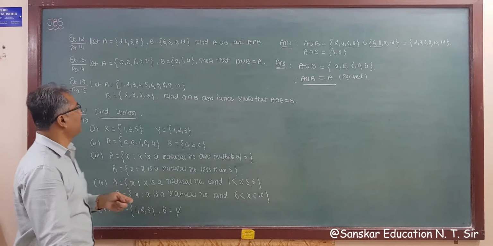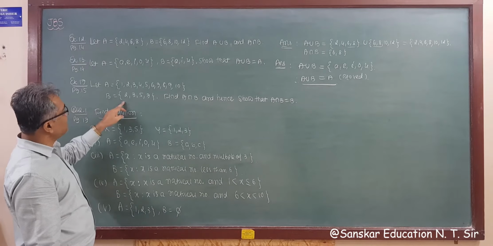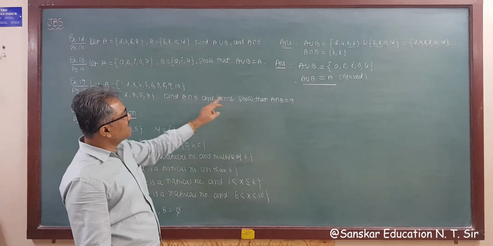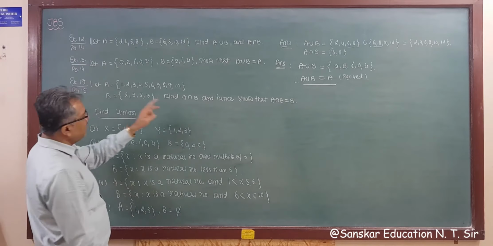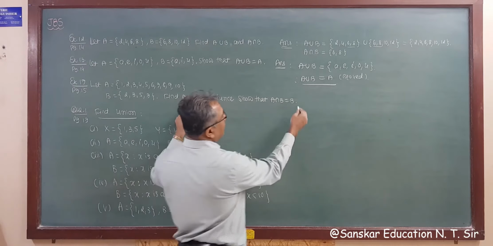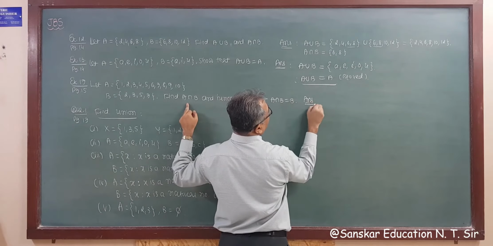Now A is equal to this, B is equal to this. Find A intersection B, so that A intersection B is equal to B. Right? So first of all we have to find out A intersection B.